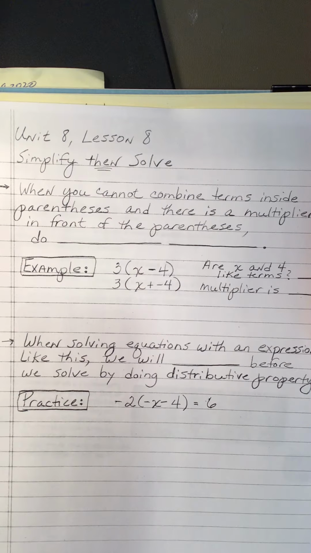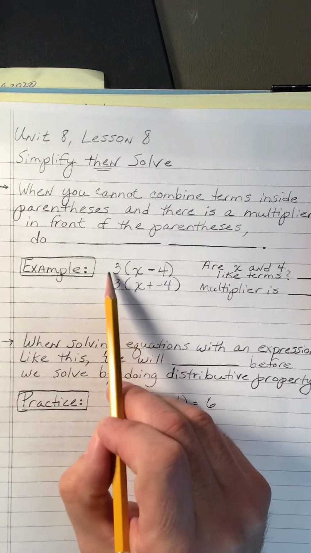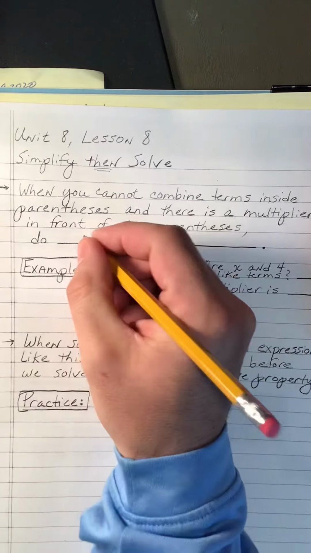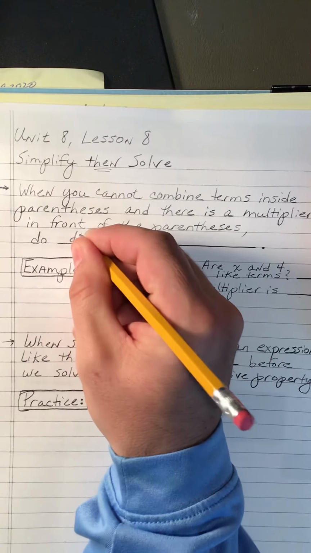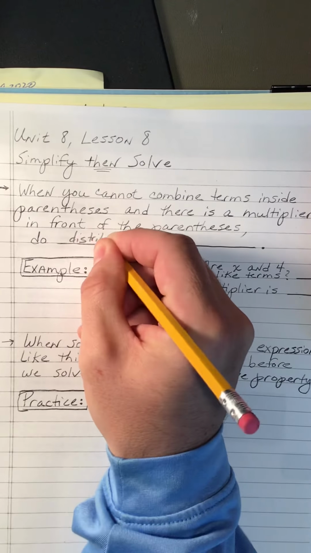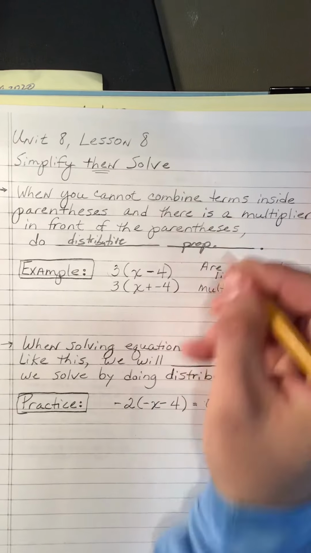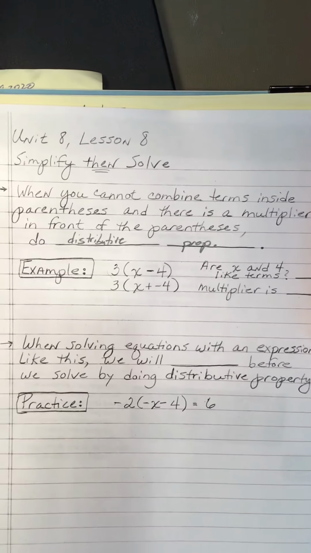It says, first of all, when you cannot combine terms inside parentheses, and there is a multiplier in front, the multiplier would be the number in front. That means I have 3 of them. So when you have a multiplier in front of the parentheses, you're going to use the distributive property. So we're going to distribute that 3 into both of those.